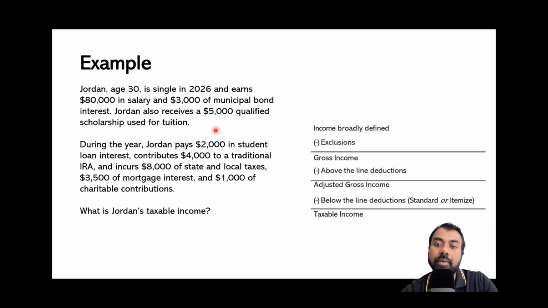So here we have our income tax formula, not all of it. We are ending at taxable income because the question is asking about taxable income. So let's begin from the first step, which is income broadly defined. So here we have three sources of income. We have salary of 80,000, we have municipal bond interest of 3,000, and we have 5,000 qualified scholarship used for tuition. So these are the three sources of income, and we can just add them up.